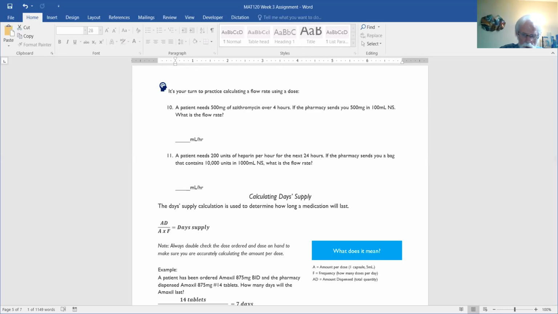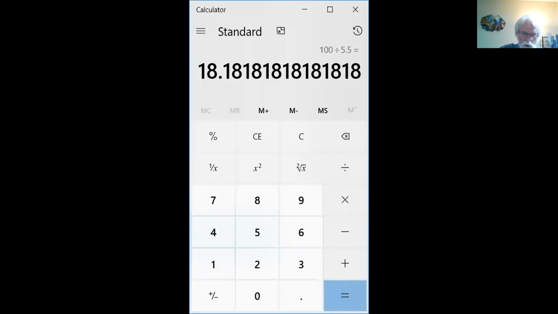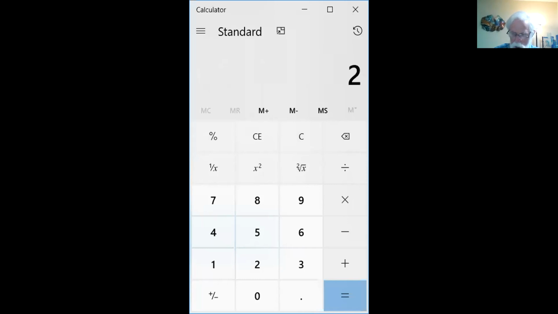So let's go ahead and pull up the calculator. And what I will do is share the calculator, since that doesn't come through unless I actually share it. So you can see the calculator, but probably can't see the other thing. The calculation was 200 divided by 10,000, and that is going to give us that times 1,000. And so we get 20 milliliters per hour. Okay.